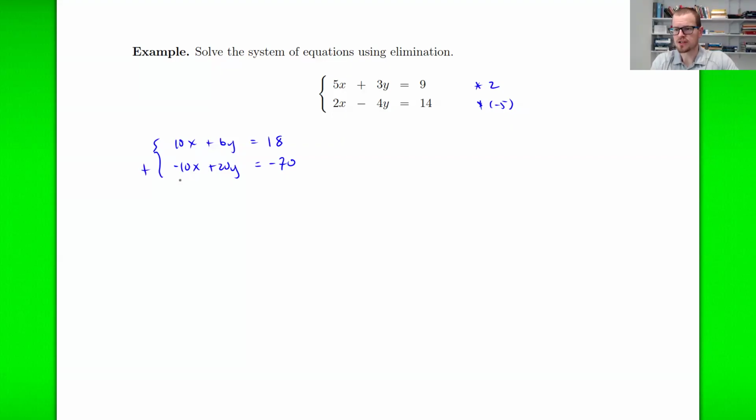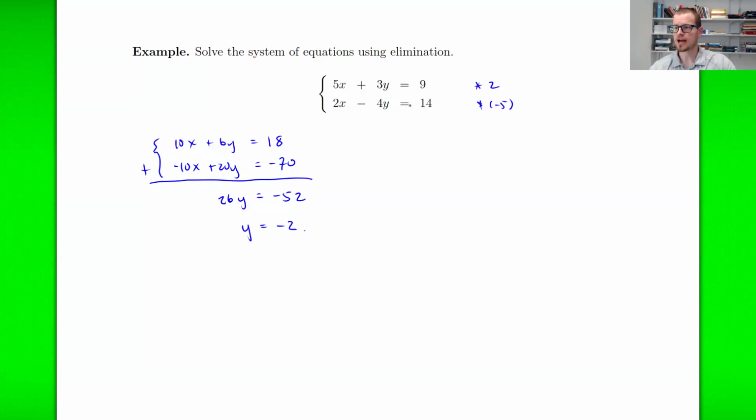Here, I can add the two equations together. 10 minus 10 x's gives me no more x's. 6 plus 20 y's gives me 26 y's. 18 minus 70 is a negative 52. I can divide both sides of this equality by 26 to get y is equal to negative 2.